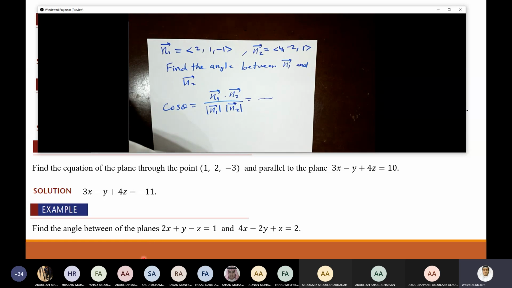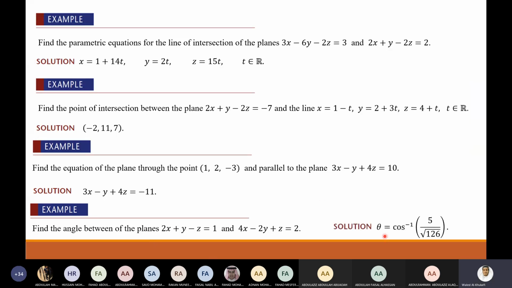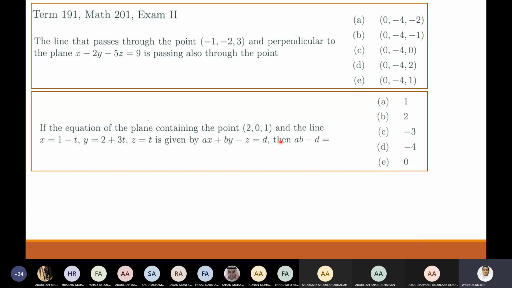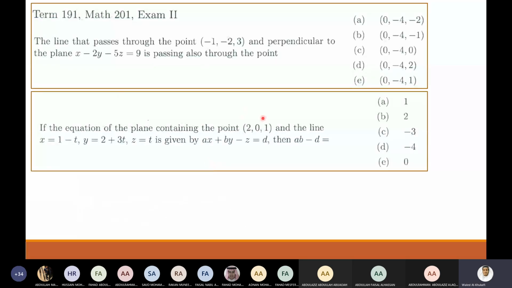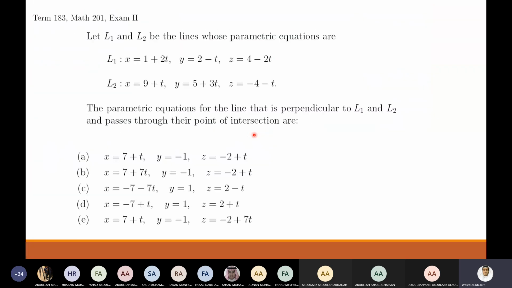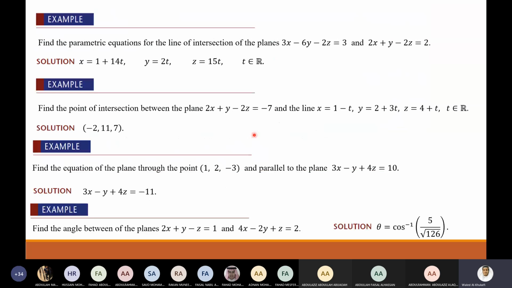And this is the final answer. You do these calculations and you will get the final answer. And then I just put some old exams here, but it seems I don't have time to solve them. So we'll leave it to you later. If you have a question, we can solve it together later. That's it for this lecture. And let me stop the recording.